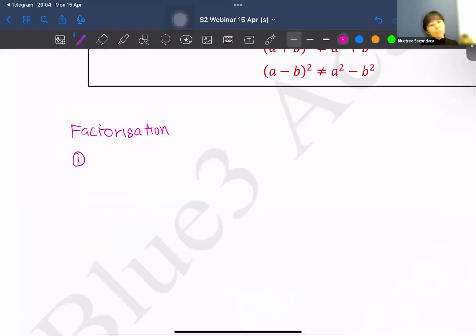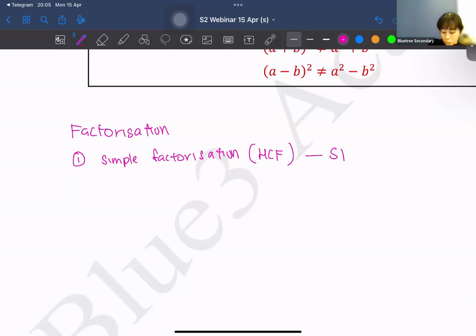So for factorization, there are essentially 4 different methods that you should know. The first being your simple factorization. What is simple factorization is essentially the factorization you learn in Sec 1, where you find out what is the HCF, or sometimes also called the GCF, highest common factor or greatest common factor, throughout your entire expression or equation. So this is essentially the factorization you learn in Sec 1, the most familiar form of factorization.